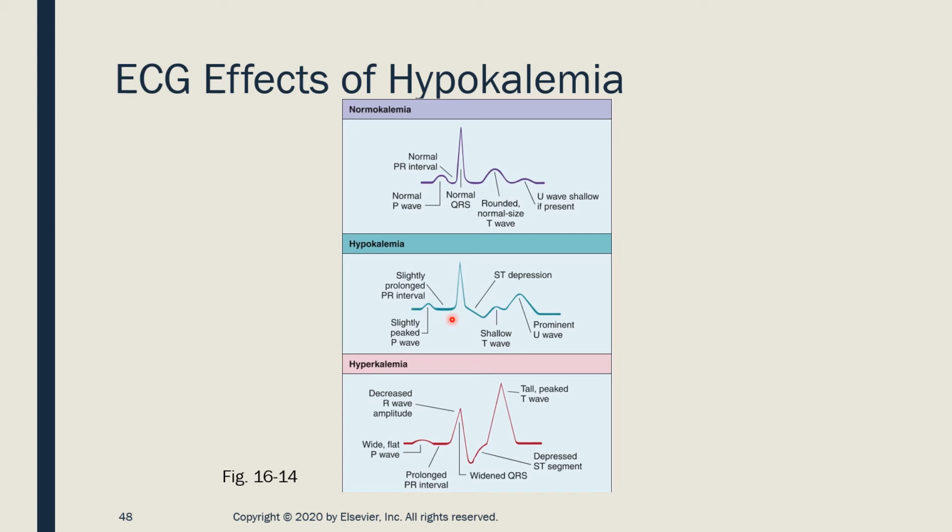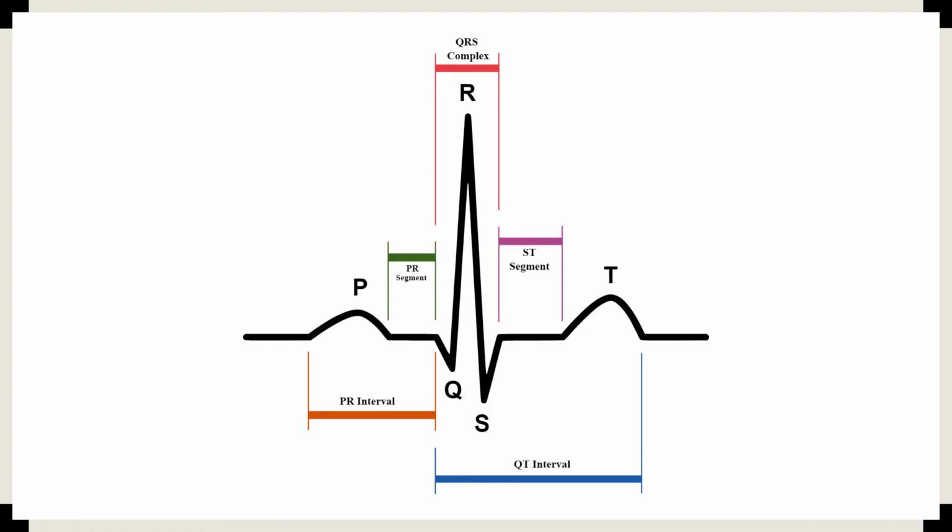It's prolonged. Okay, while in a client who has hyperkalemia, you will see everything is at peak. You can see that the QRS is widened, the ST segment is depressed, and you can see a tall peaked T wave in here. So again, by looking at the ECG of your patient, you will already know what's going on or might be going on with your patient. So again, this is what PQRST looks like.